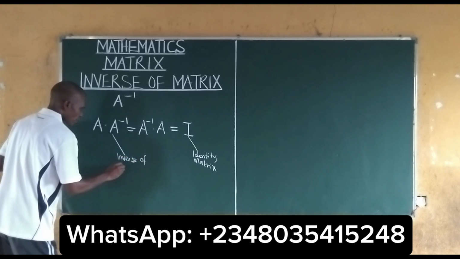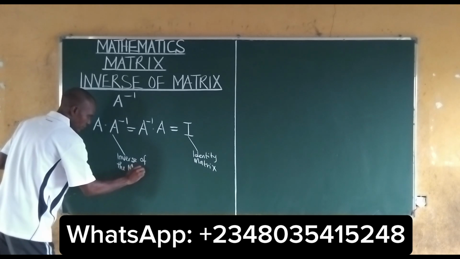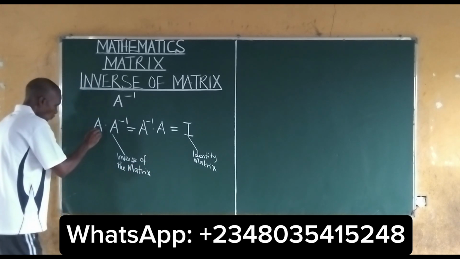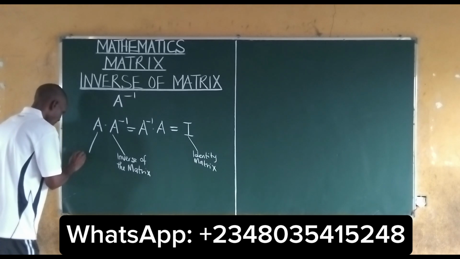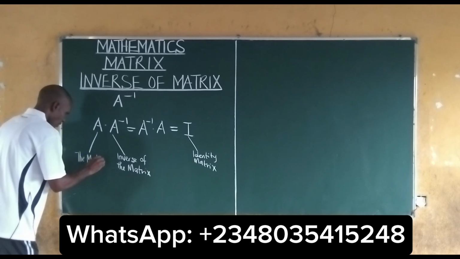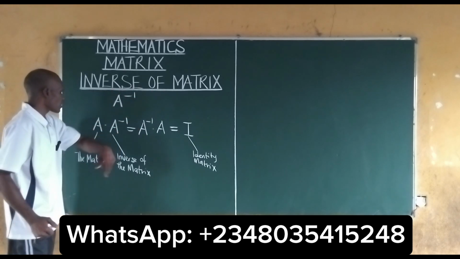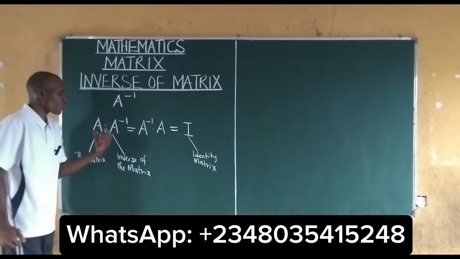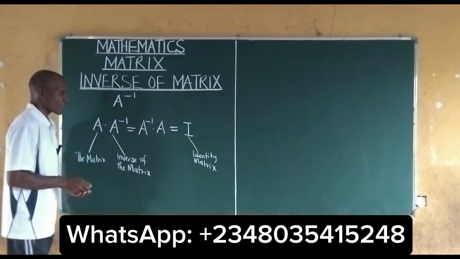The A with the inverse notation here is the inverse of the matrix, while here A is the given matrix. So the inverse of a matrix is that matrix which, when multiplied by A, will yield an identity matrix.